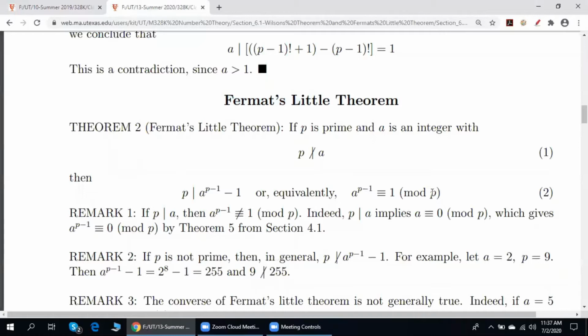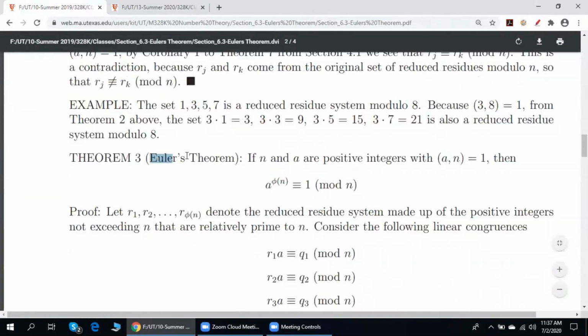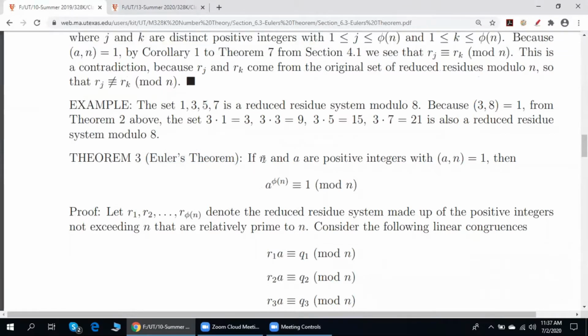Now, what is p here? P is a prime number. Question: what if p is not prime? Well, if p is not prime, we need Euler's theorem. Euler's theorem says the following: if n and a are positive integers that are relatively prime, then a to phi of n is congruent to 1 modulo n.